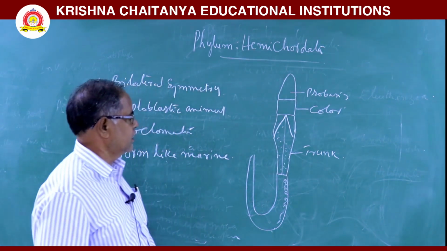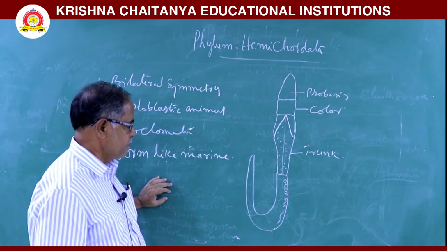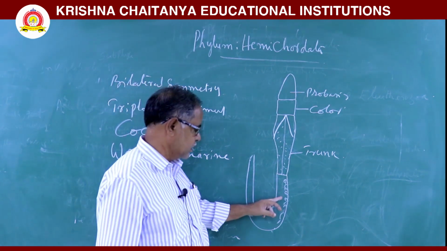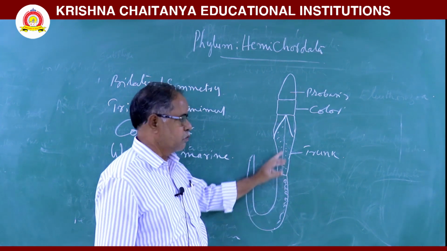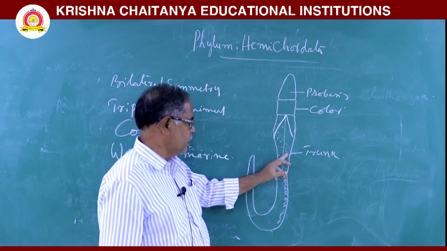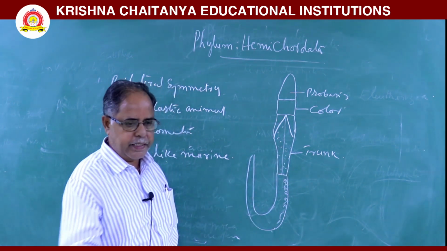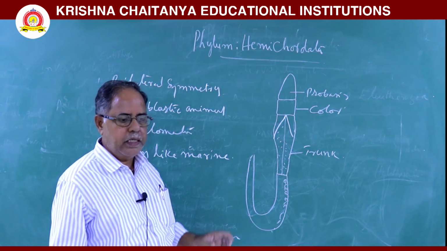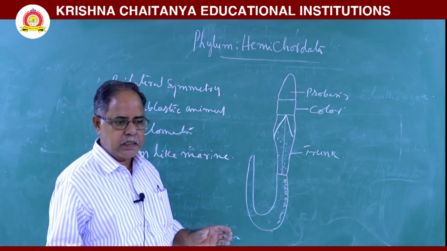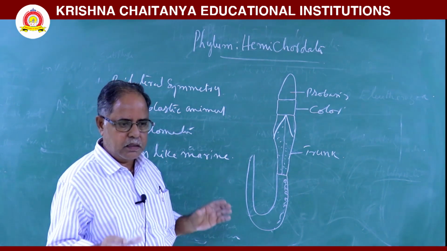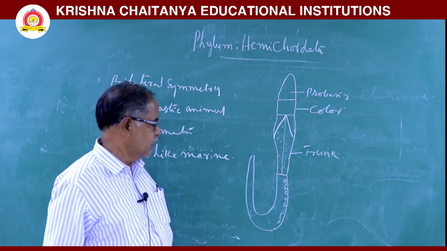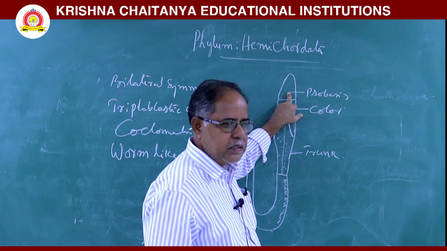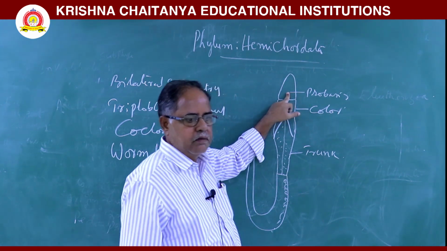Next, in these animals, gill slits are present. Respiration is done by gill slits. These gill slits open into the pharynx. Next, an open type circulatory system is there. The heart is on the dorsal side. Then in the proboscis, a gland is there. This proboscis gland is used for excretion.